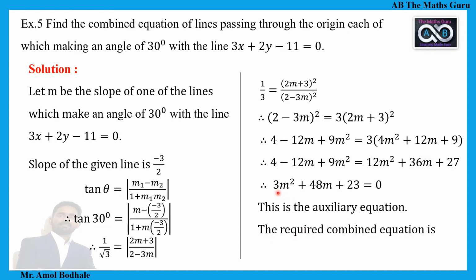As we know the auxiliary equation is bm square plus 2hm plus a equal to 0. So this is the value of b, this is a, and this is 2h. So we can write the combined equation, that is ax square plus 2hxy plus by square equal to 0 by putting the value of a, b and 2h. So a is 23, so ax square plus 2h is 48 xy plus b is this 3 y square equal to 0. So we get the required combined equation.